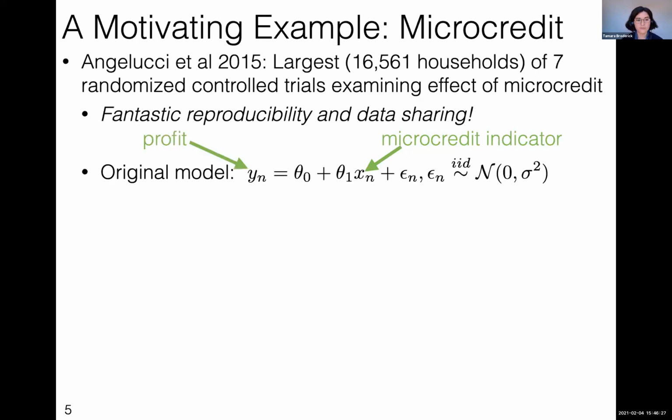Now, at the end of the day, we want to measure, did this help people? It turns out all these households have small businesses. And so one way that we might quantify how much it's helping people is how much profit that business got. And so the parameters of this model are theta naught, which is like the average profit if microcredit didn't exist, and theta 1 is the effect of microcredit. How much does microcredit help? It could be negative, it could be positive.